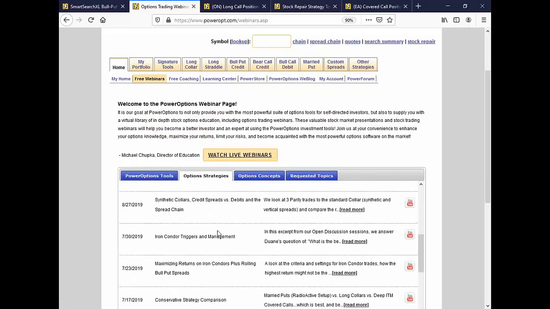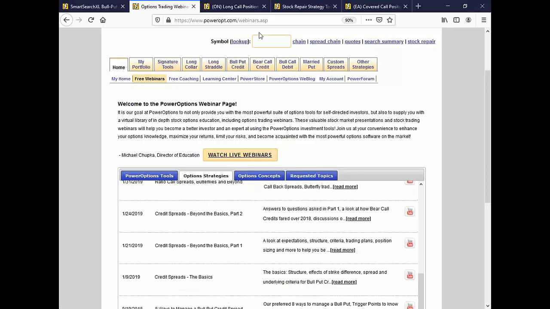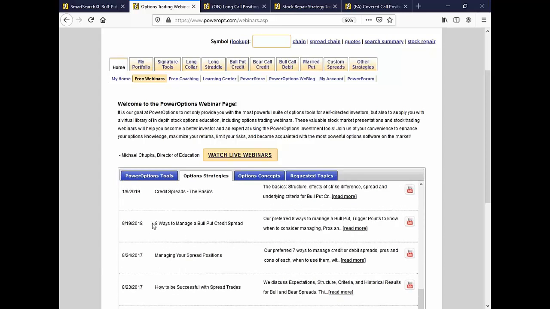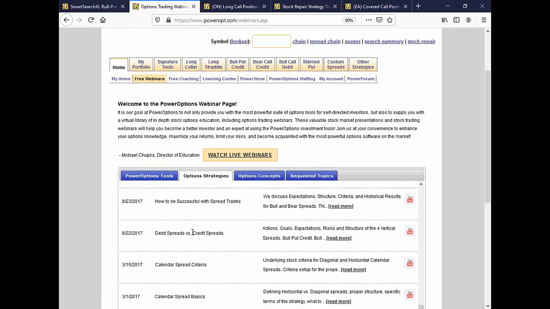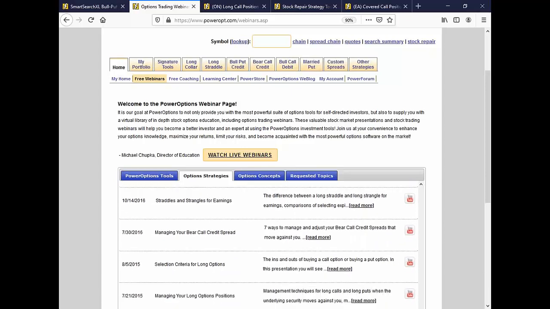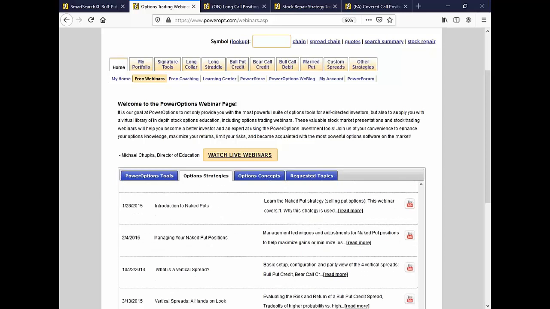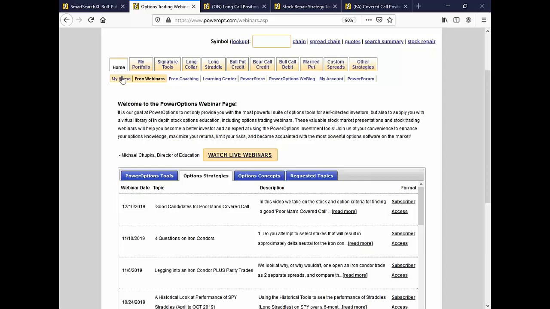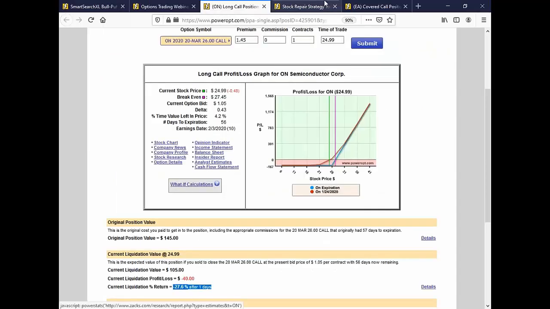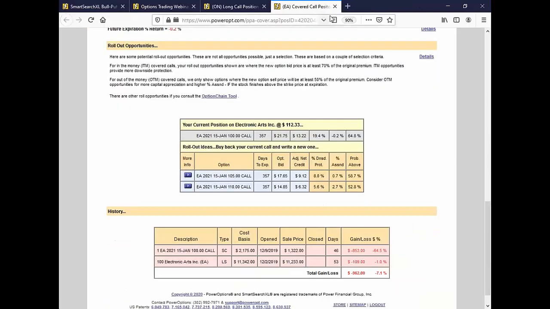You can go into the option strategies, powerop.com/webinars.asp. 8 ways to manage a bull put credit spread. Further down is managing your spread positions. I think there's also 8 ways to manage a bear call credit spread on this list as well. Similar, just reversed, right?